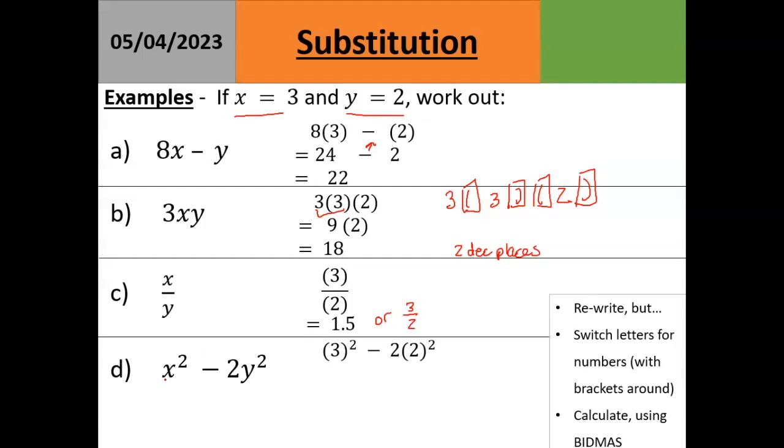Okay, so now question D. The biggest thing here is to use those brackets. If, let's say this x was a negative 3, then we need to make sure that negative is in brackets too. So we just have to be really careful with our brackets.